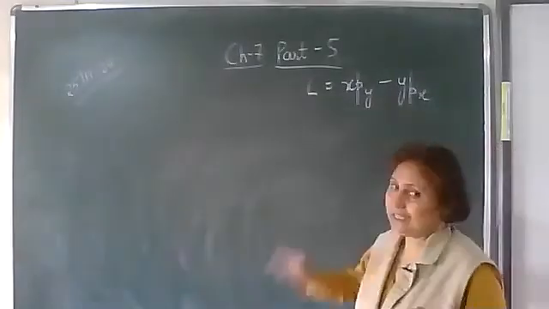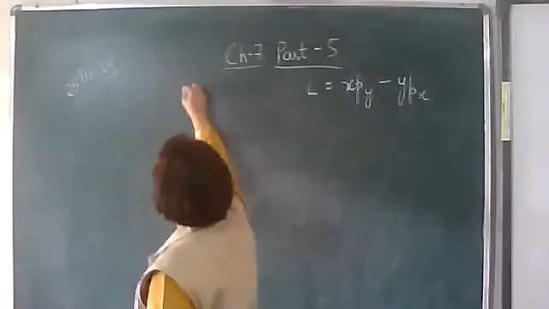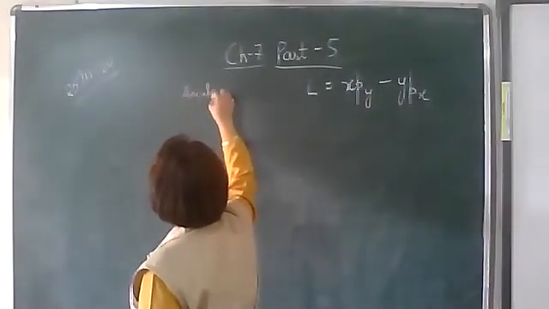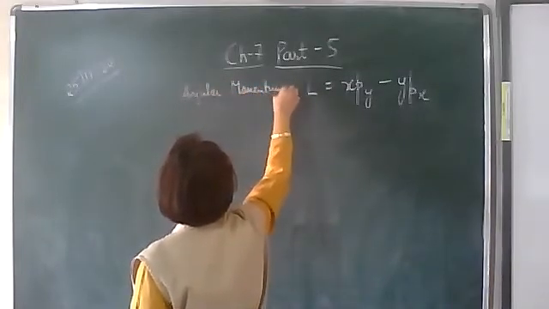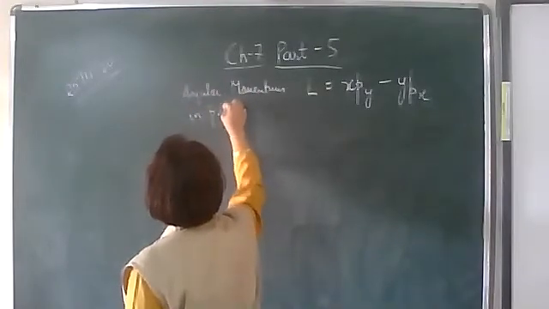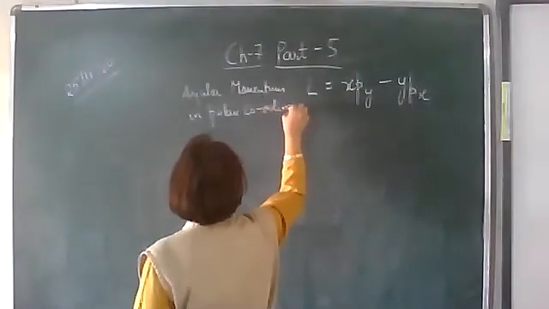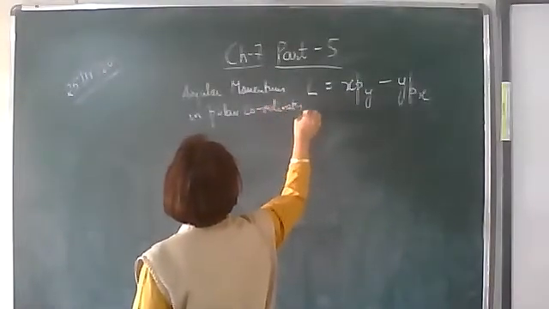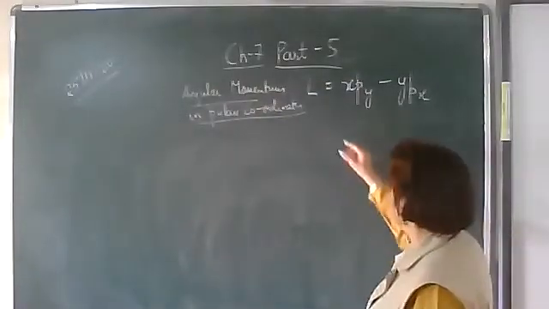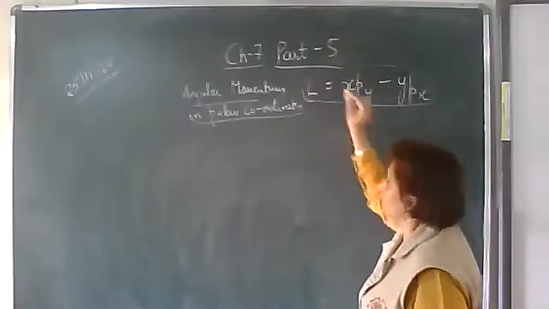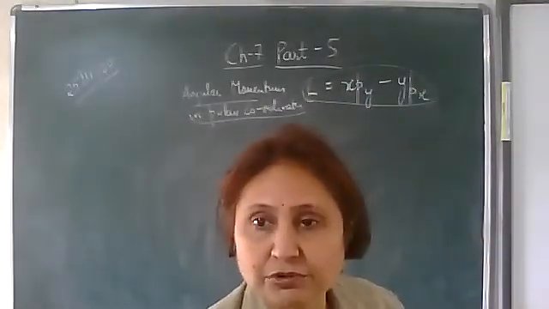Now we'll find the expression of angular momentum in polar coordinates. So write down angular momentum in polar coordinates. We'll draw the same type of figure as when we discussed the torque in polar coordinates. This is the expression of angular momentum in Cartesian coordinates, and from here we are going to start.